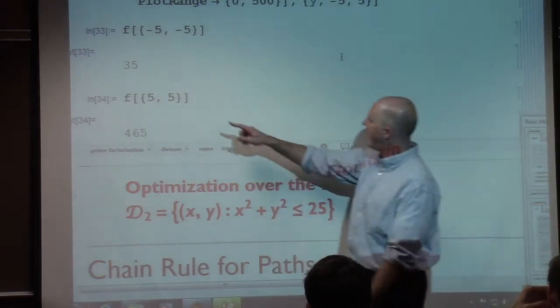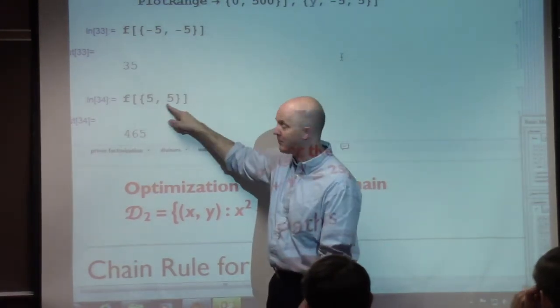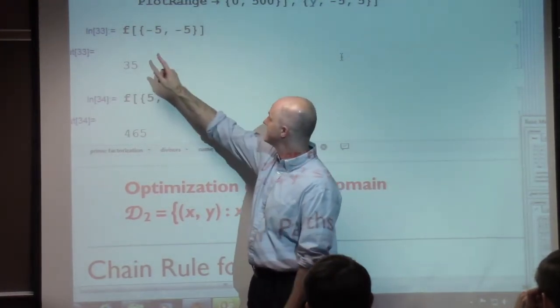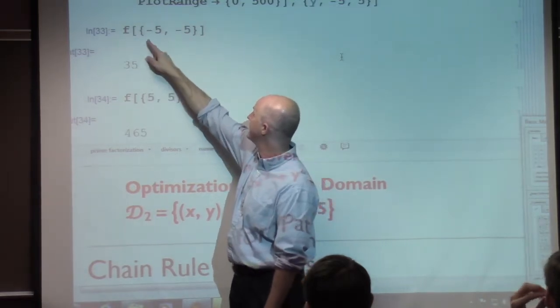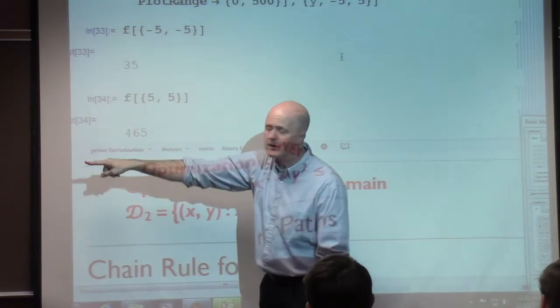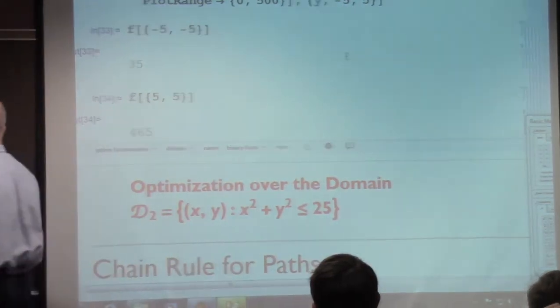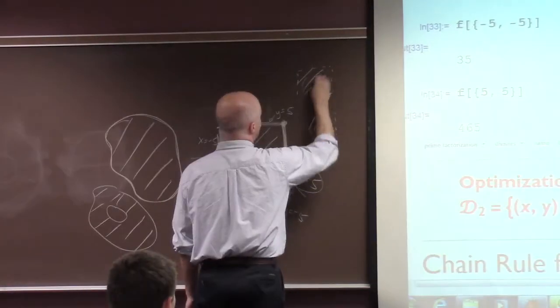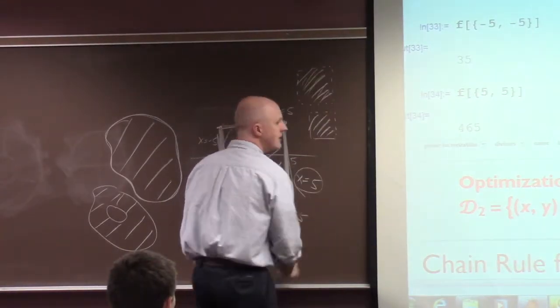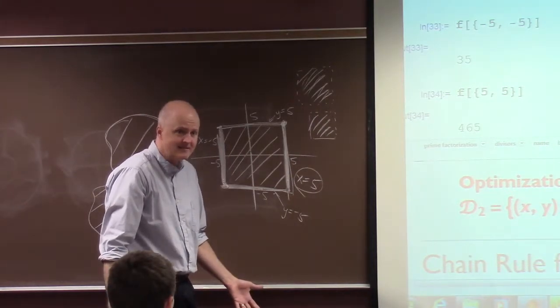On this domain, that's the highest possible value the function can have, and it does attain that value at that point. This is the lowest possible value the function can have, and it does attain that value at this point. The fact that the domain is closed is necessary. If I had used an open domain, like this, where the boundary is not included at all, then neither the global max nor the global min would exist.